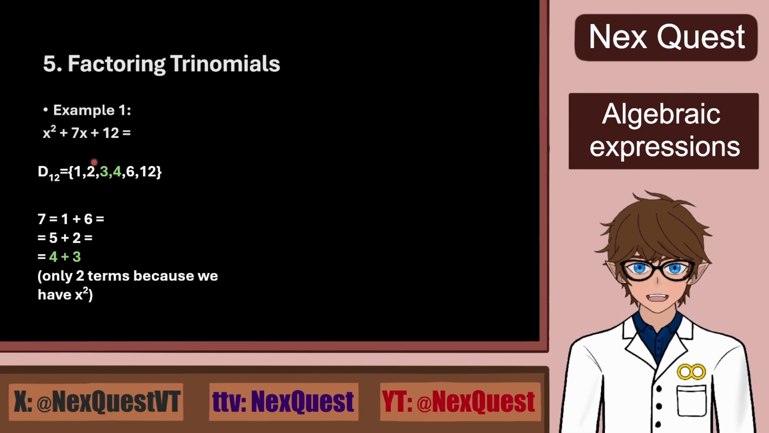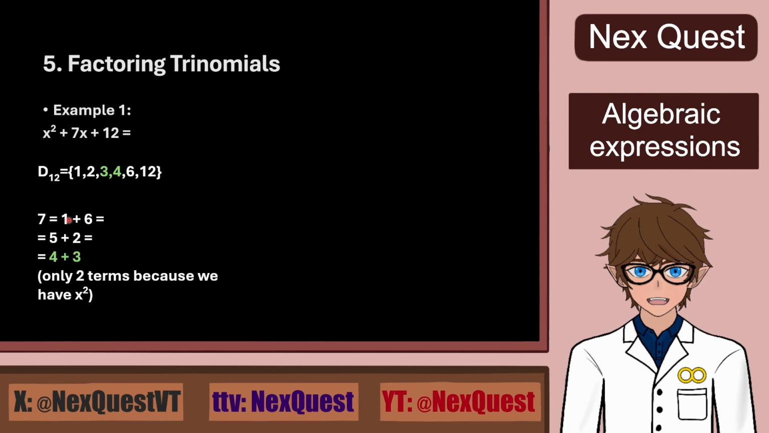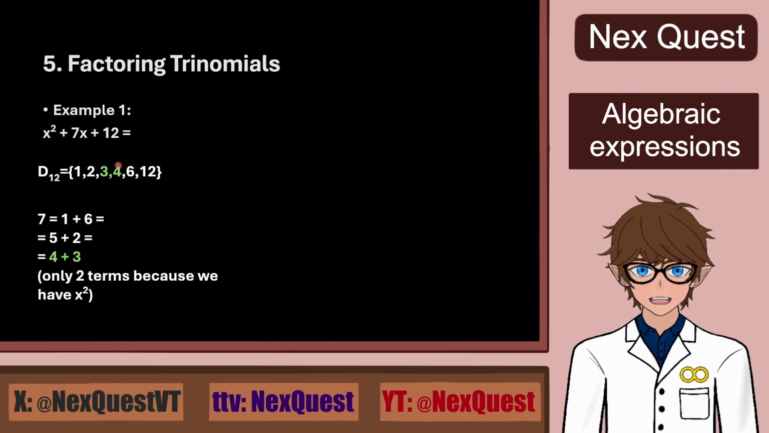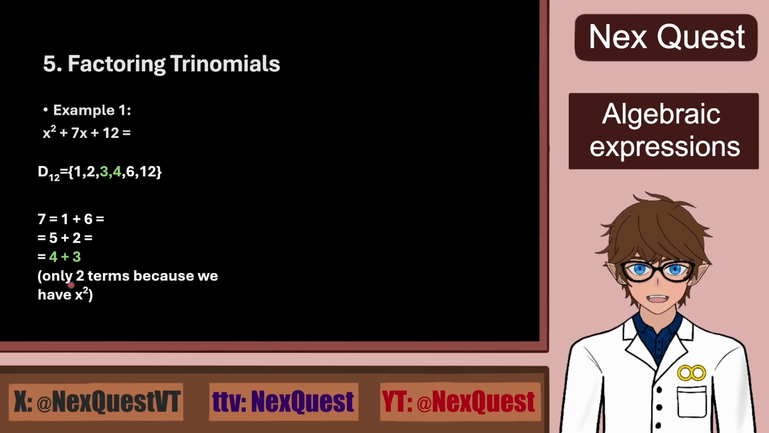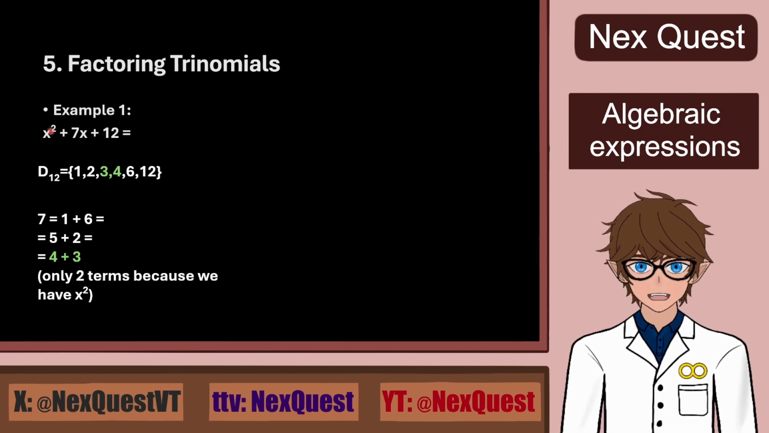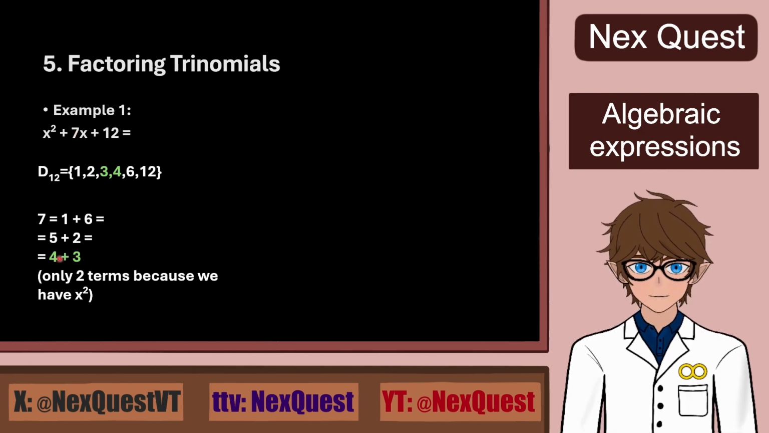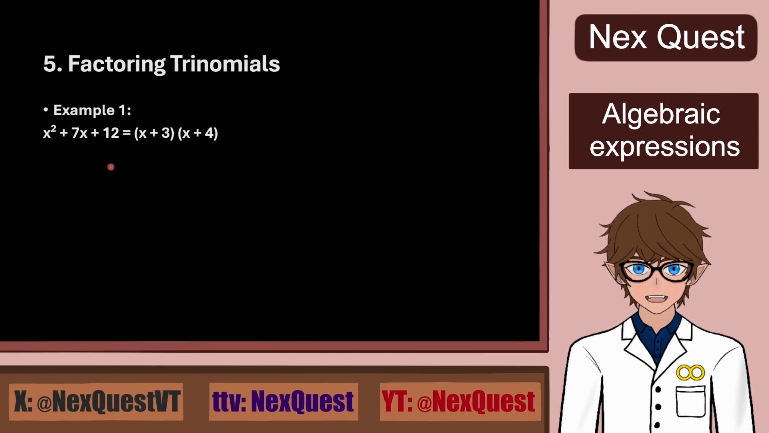Well, we see that 12 is divisible by 1, 2, 3, 4, 6, and 12. And 7 can be composed of 1 plus 6, 5 plus 2, 4 plus 3. And we see that 4 plus 3, when they're multiplied to each other, give us 12. And how do we know there's only 2 terms for it, so 2 numbers added together giving us 7? Well, x squared gives us 2 brackets, and when we add 2 numbers together, we should get 7. So, we have 2 terms, 3 and 4. Since there's addition, there's no complications, we can just write this down as x plus 3 and x plus 4.